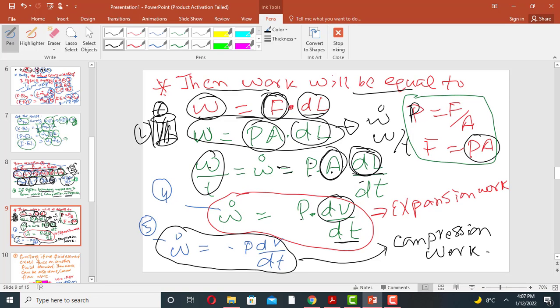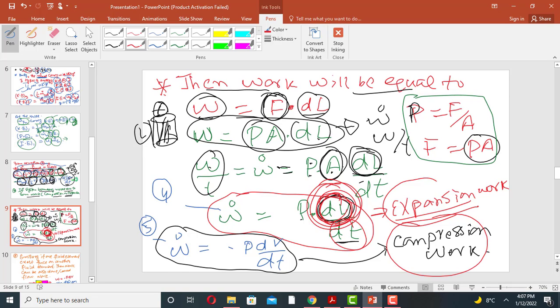The volume can decrease or the volume can increase. If the surroundings do some work on the system to compress it, then this dV will be decreased. Or if the system is expanding with the passage of time, then this dV will be positive. So expansion work is positive and compressional work is negative.